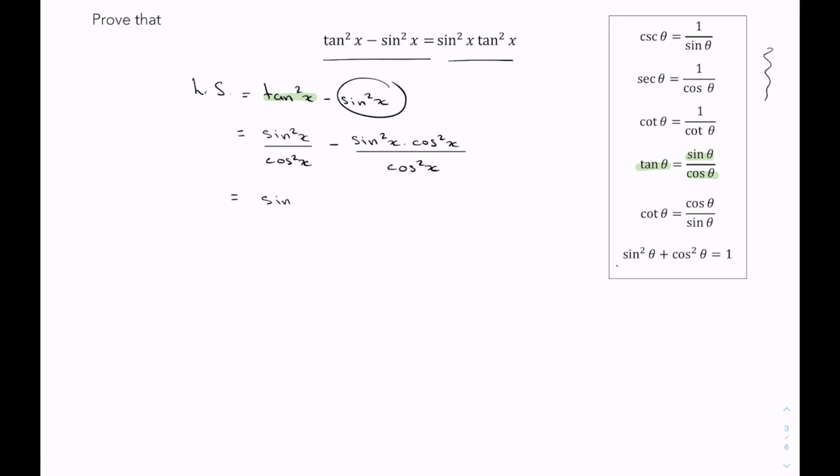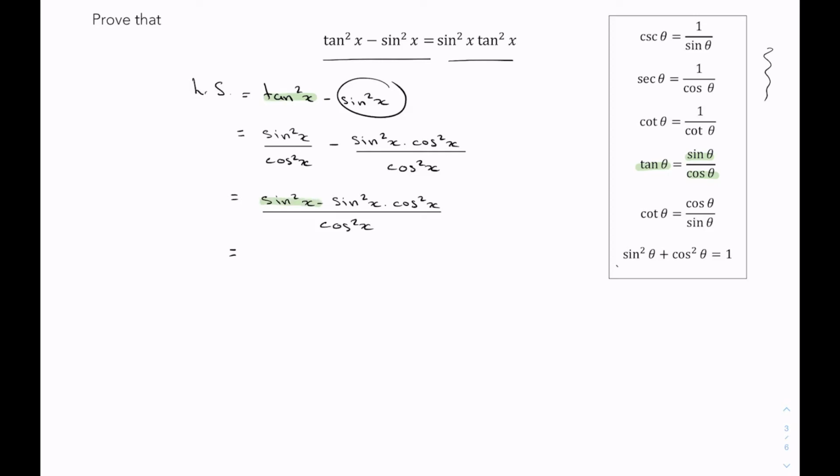I'm going to get sine squared x minus, to save myself some writing, I'm just going to copy all this over here. Copy and paste. Beautiful. And I'm going to write that all over cos squared x.